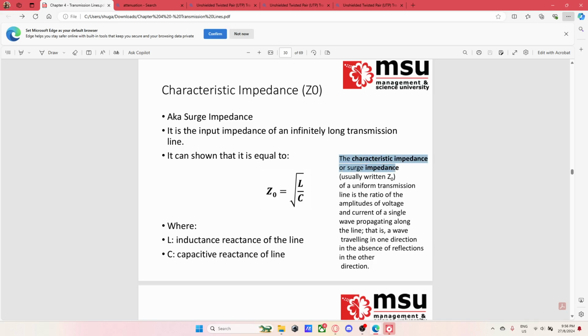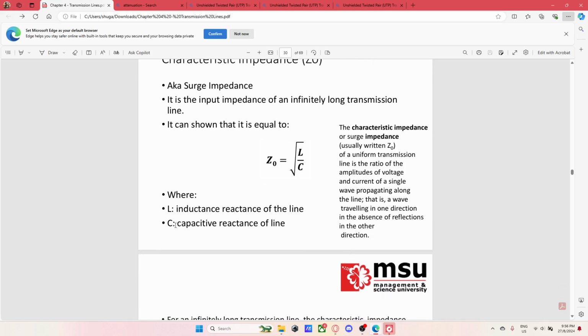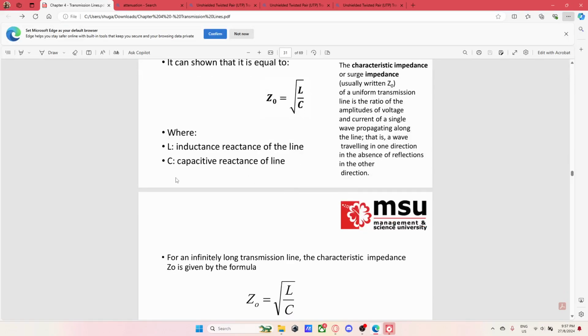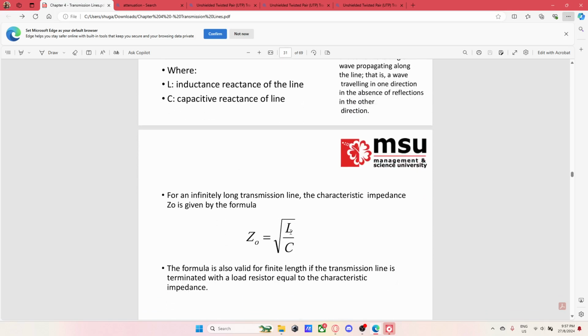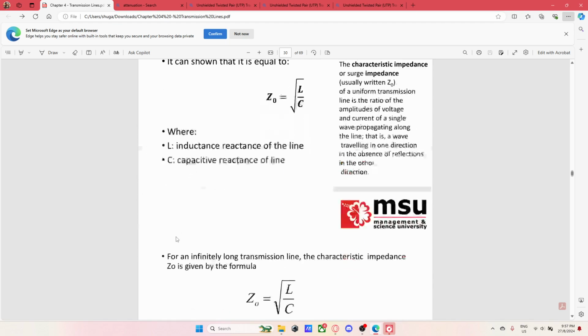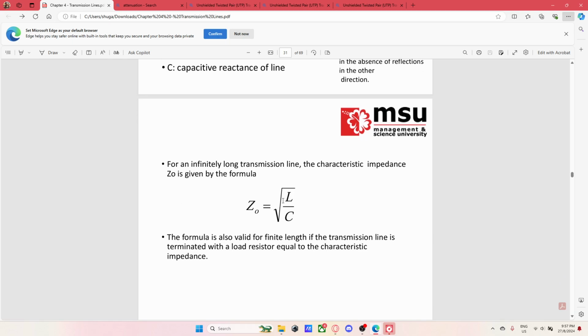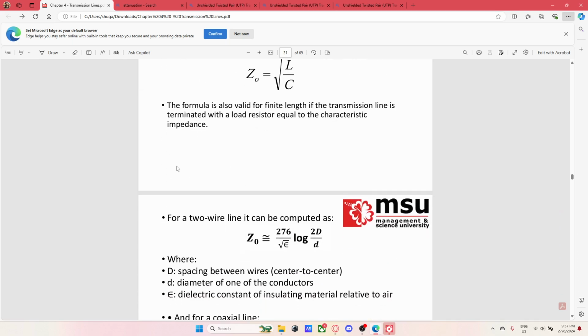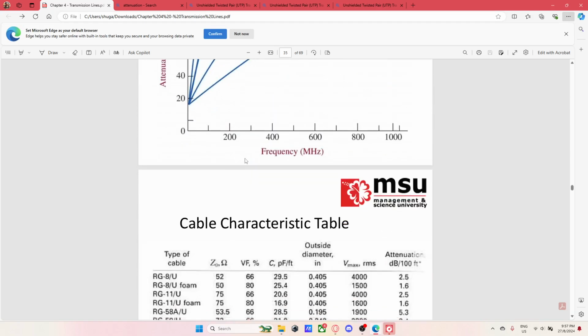Okay, the characteristic impedance or surge impedance Z0 of a uniform transmission line is the ratio of the amplitudes of voltage and current of a single wave propagating along the line. That is, a wave traveling in one direction in the absence of reflection in the other direction, where L is the inductance of the line and C is the capacitance of the line. Inductance and capacitance, in simpler terms. Okay, this is the basic equation for the impedance: Z0 equals the square root of L over C. We can see this from the first example.